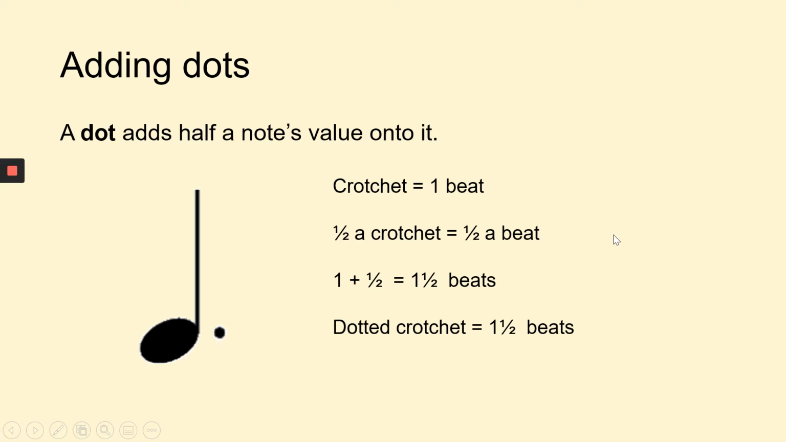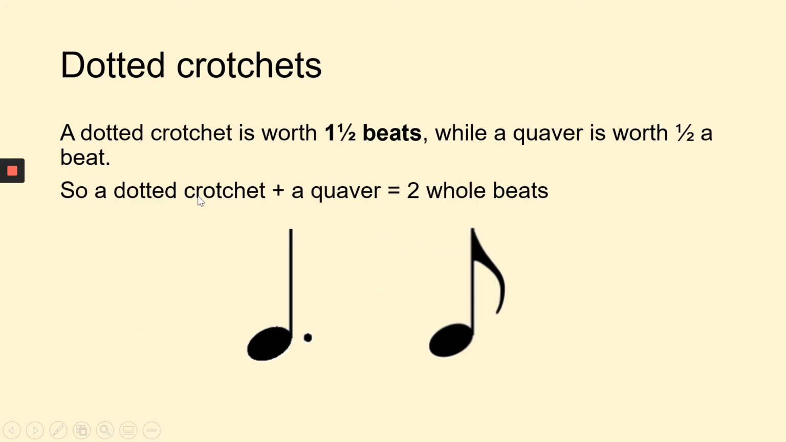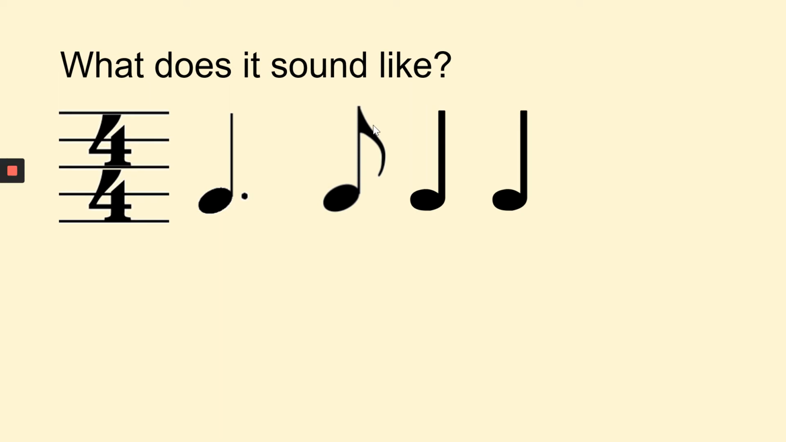But in music, we like to have whole numbers when we're talking about rhythms. So when you see a dotted crotchet, we tend to combine it with a quaver. The reason being that a dotted crotchet is worth 1.5 beats, while a quaver is worth half a beat, and 1.5 plus a half gives us 2 whole beats, which is nice and neat. But it's a little bit difficult to explain this with words, so here are some examples.